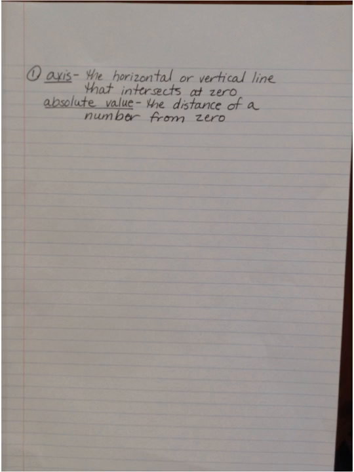In box 1, going across the top, write a couple of definitions to remember for this lesson. One is axis, which is the horizontal or vertical line that intersects at 0. Remember that the x-axis is horizontal and the y-axis is vertical. Absolute value is the distance of a number from 0. Remember, absolute value is not positive or negative. It is just how far it is in either direction from 0.